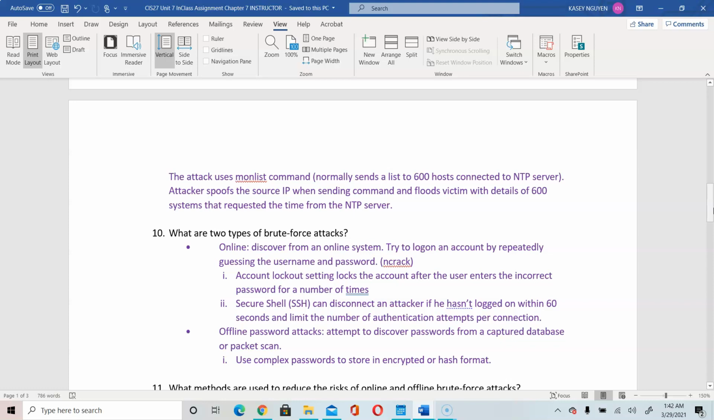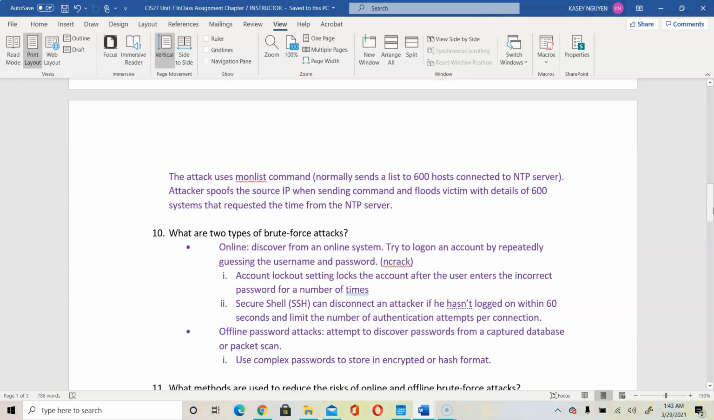So we can implement account lockout and secure shell connections. An offline password attack is when they attempt to discover the password by looking at a captured database or a captured packet scan. To really combat that, we should use complex passwords, and we would use hashing and encryption when we store the password.